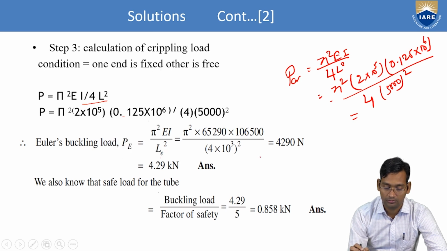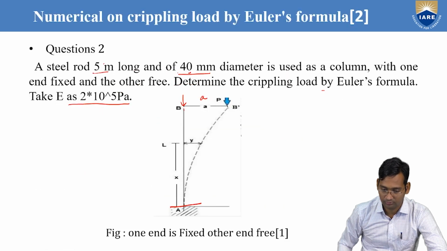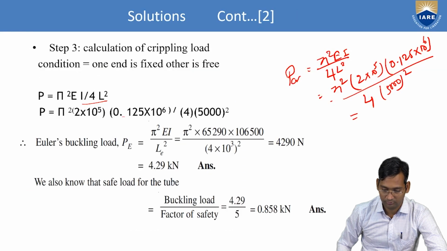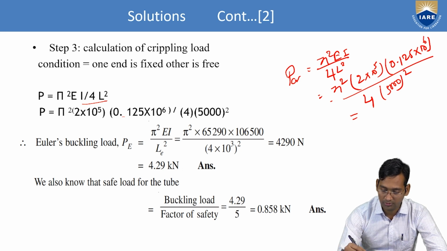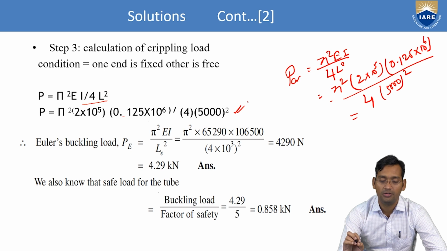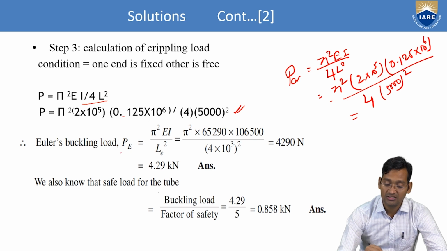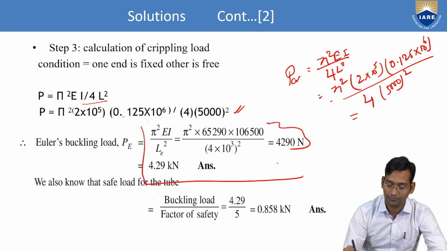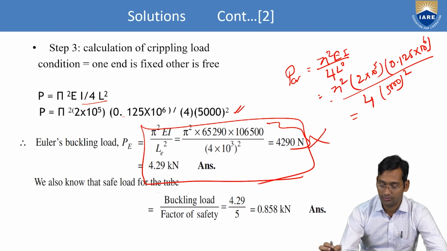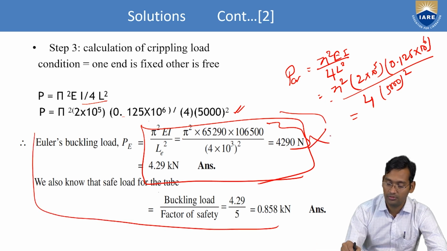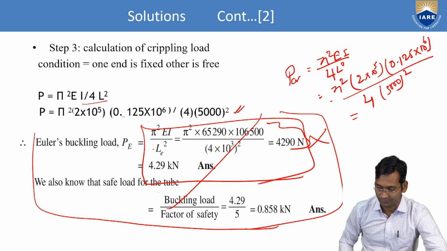After solving, you will get the Euler's crippling load. Now, the Euler's buckling load, that is PE, is pi square EI by LE square. Actually, this is for a different one. This is not for that one. I think it's just for the second question, so just remove this one.